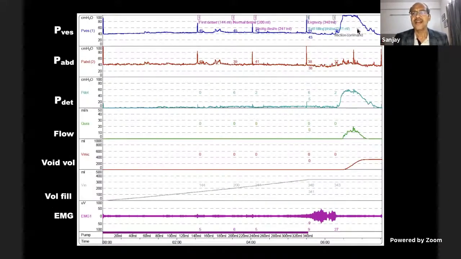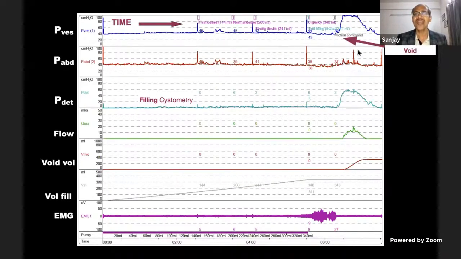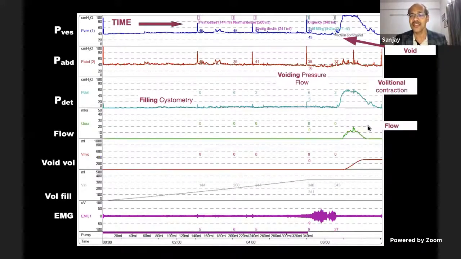So let's look at a trace here. This here, the upper line is P vesical. That's the time axis. You have red for rectum. You have the PDET value, which is a subtracted recording, as I said. From here to here is all up to this point, the filling cystometry, and then towards the latter part is all the voiding cystometry. So that's the PDET. This is the flow channel. That's the voided volume. Here you can say is the place where the micturition command has been given. That's the voiding pressure. You can see here the voiding contraction, the flow.